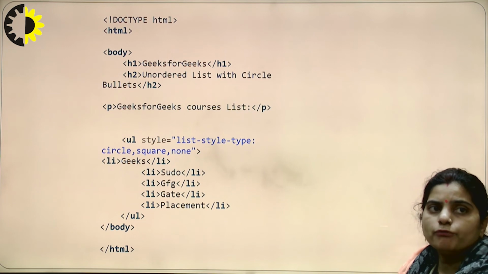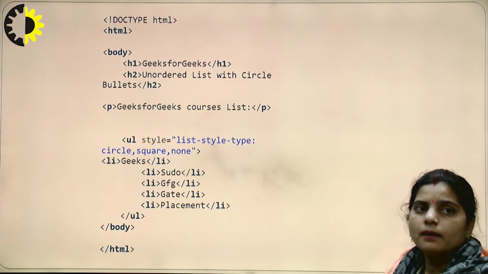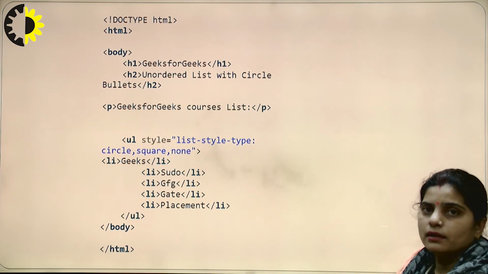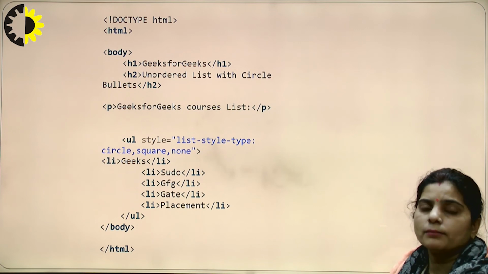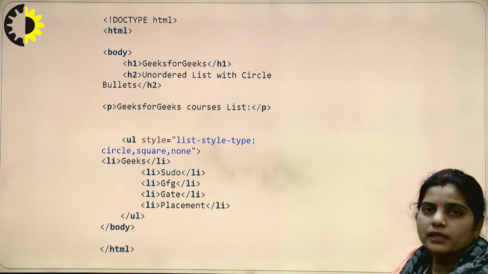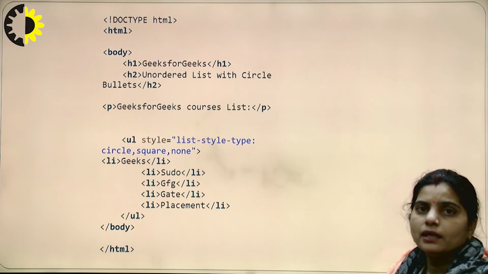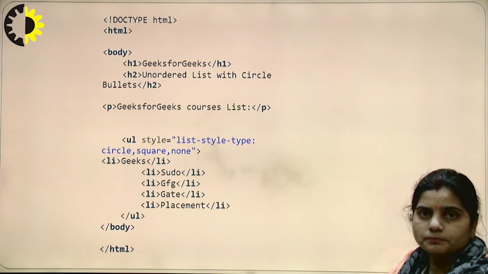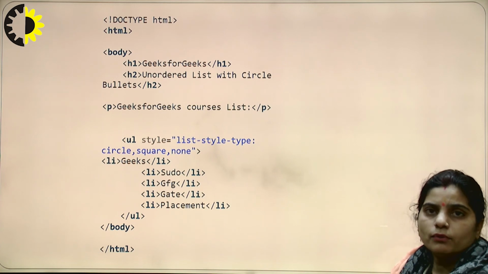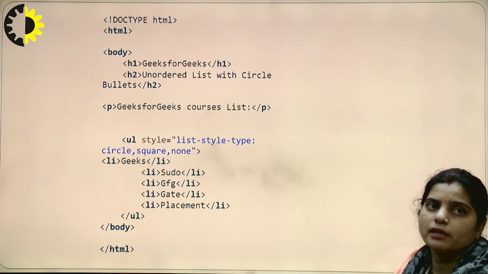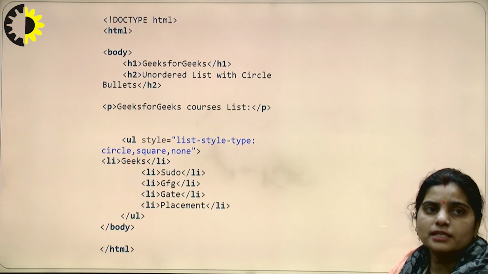Now, here if you put a circle style, then when we run the program, all the list items will be indicated in the form of a circle. But if you put the style type square, then all the list items will be indicated or marked by a square, and if you put none, then by default it will be indicated with the type of circle.